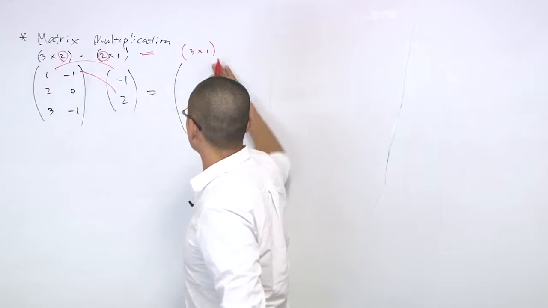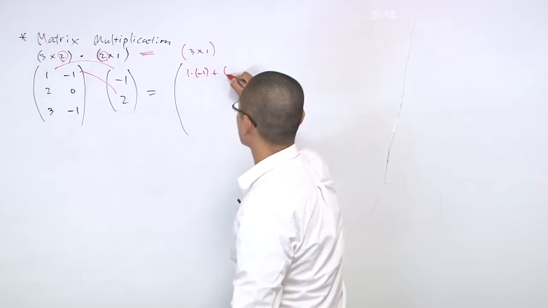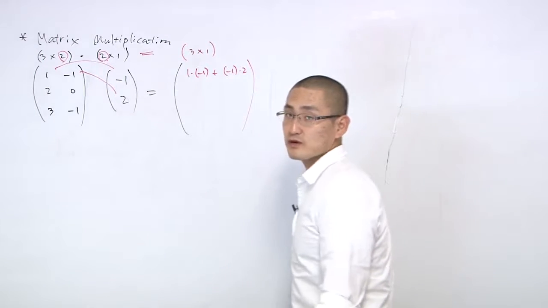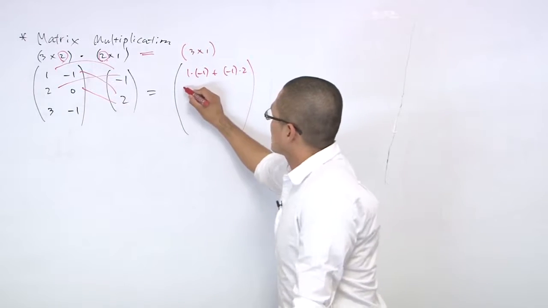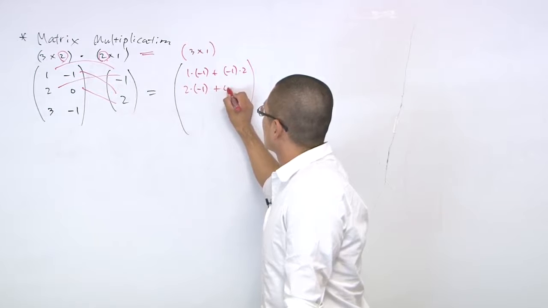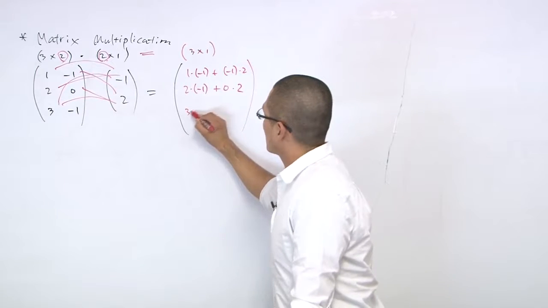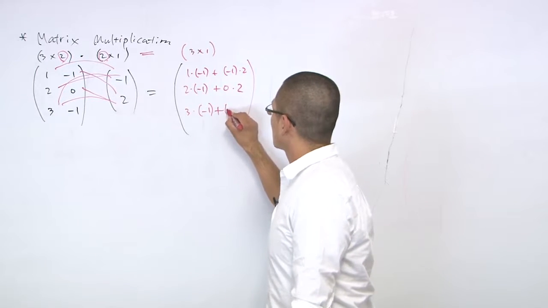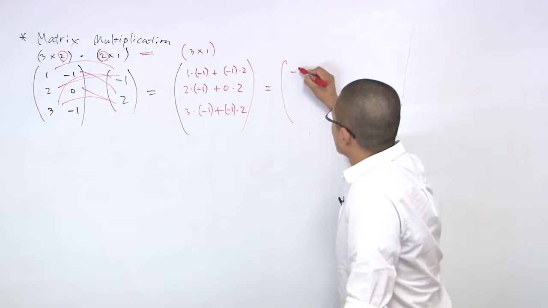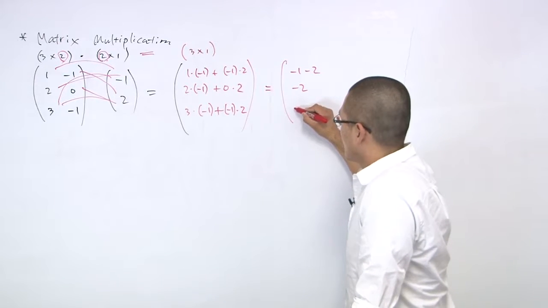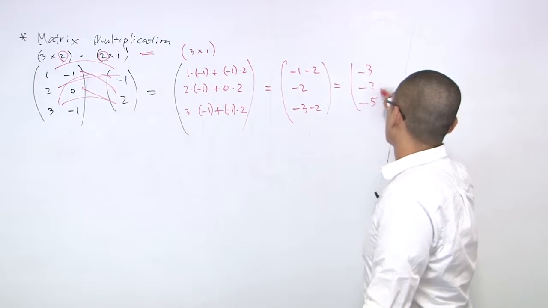Those two numbers multiplied and added together will be my first one. So 1 times minus 1 plus minus 1 times 2. That's going to be my first number on the top. The second number is coming from here and there, so minus 2 times minus 1 plus 0 times 2. The last one is that and that, so we get 3 times minus 1 plus minus 1 times 2. Done. So we add it all together. What do we get? Minus 1, minus 2, minus 2, and minus 3, minus 2. So at the end we get minus 3, minus 2, minus 5.